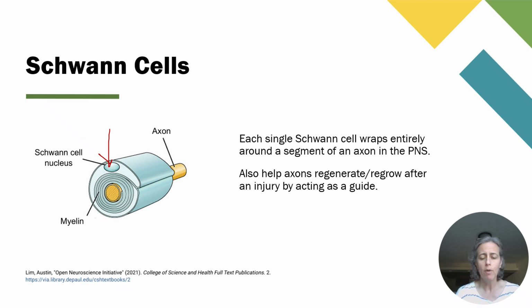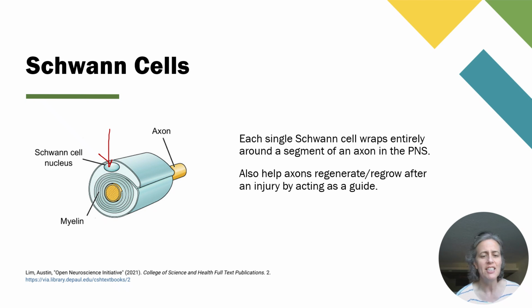Now, what's interesting about Schwann cells is if an axon is damaged, then a lot of times the Schwann cells are really important in establishing a little highway and being like, here, axon, this is where you grow, kind of like creating a little tunnel and guiding it.